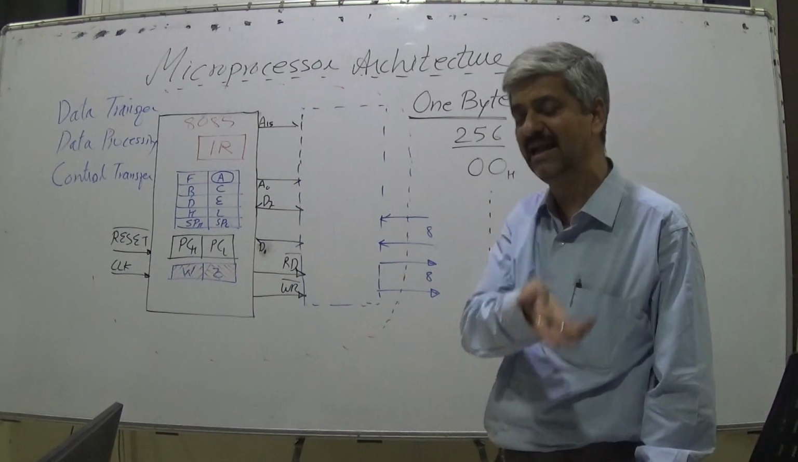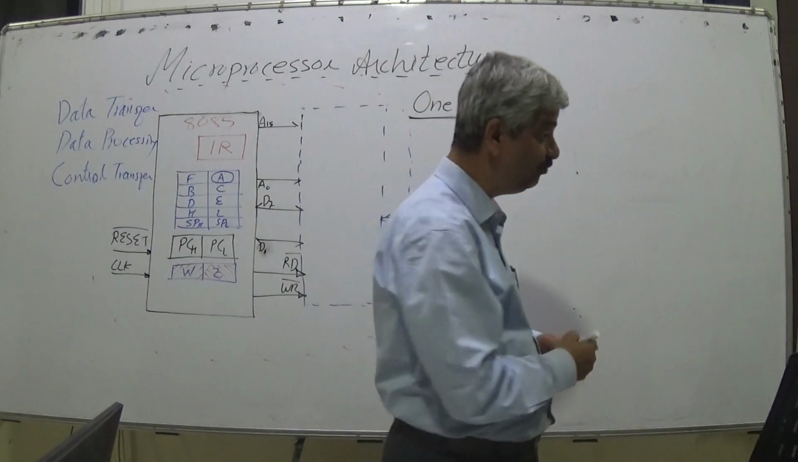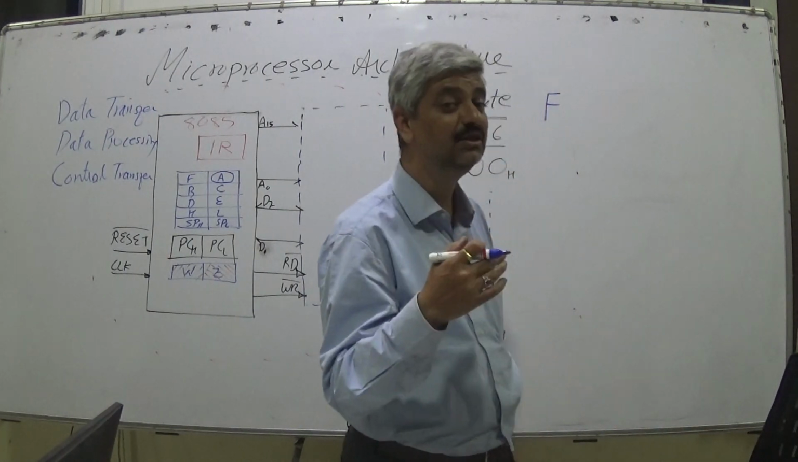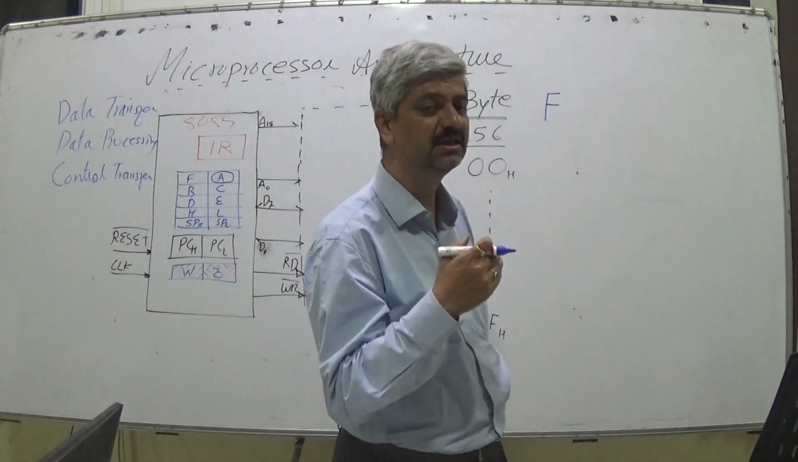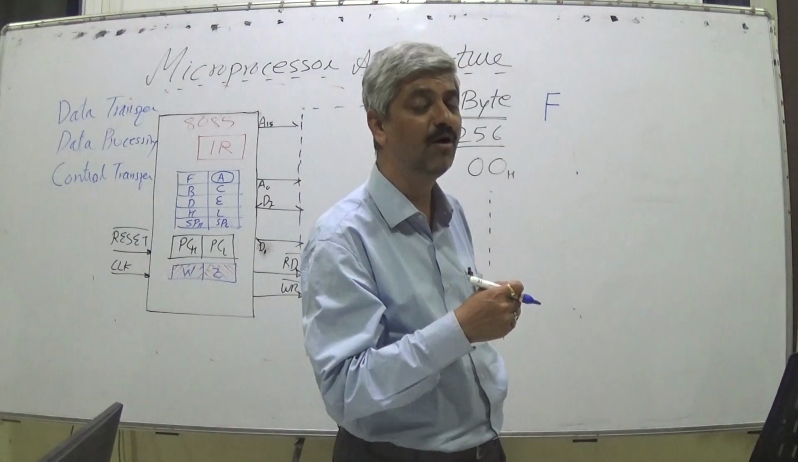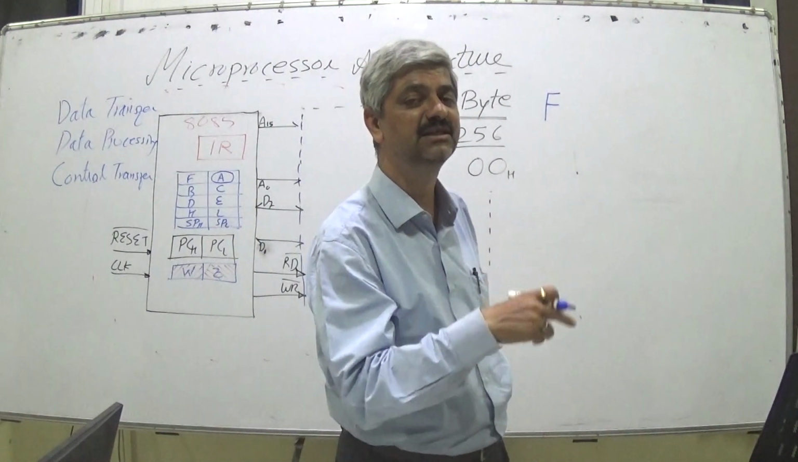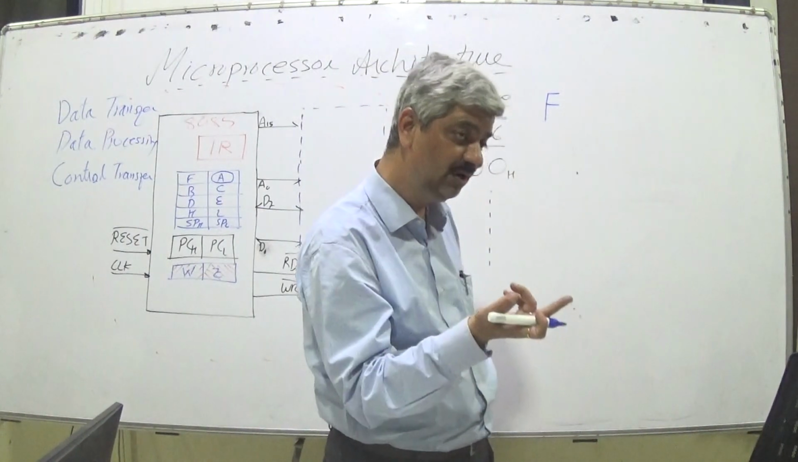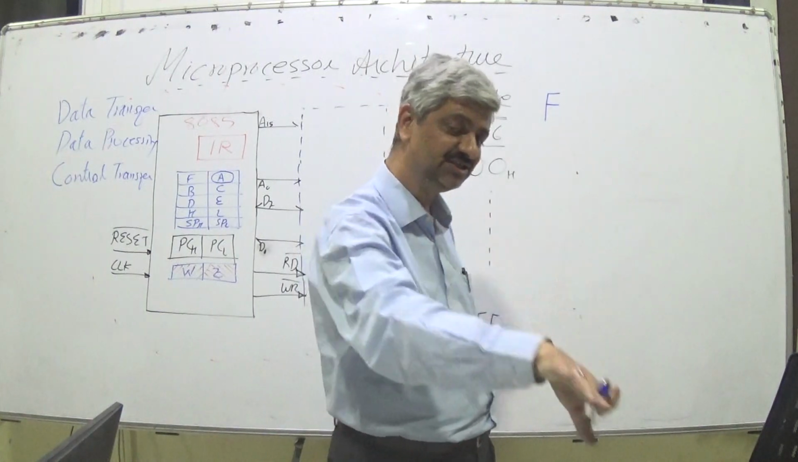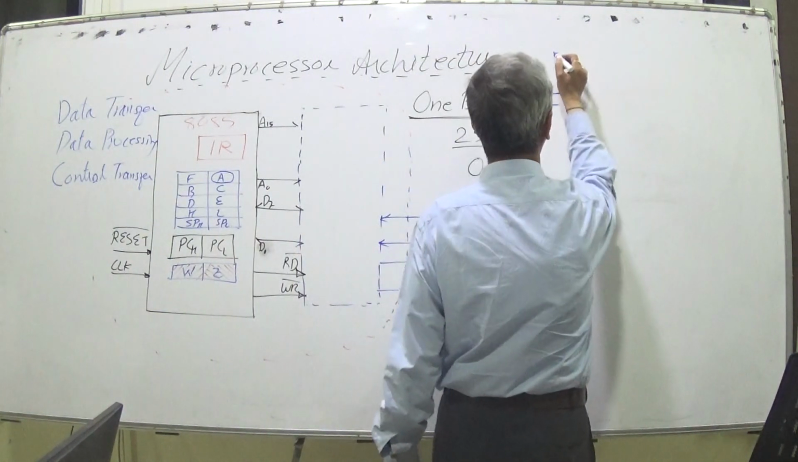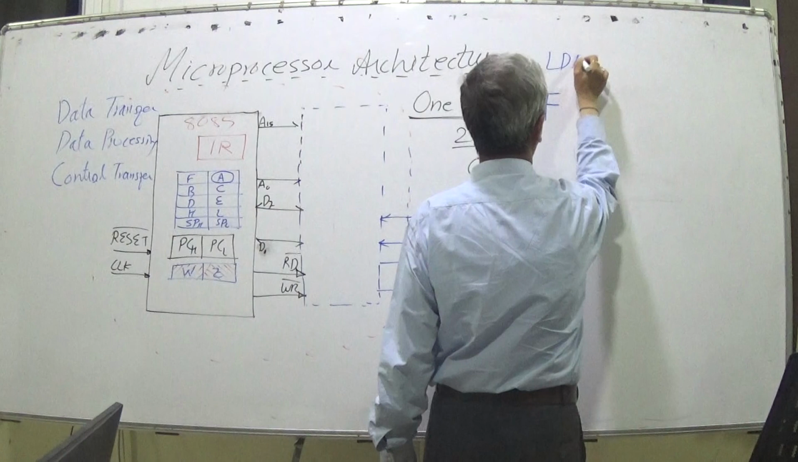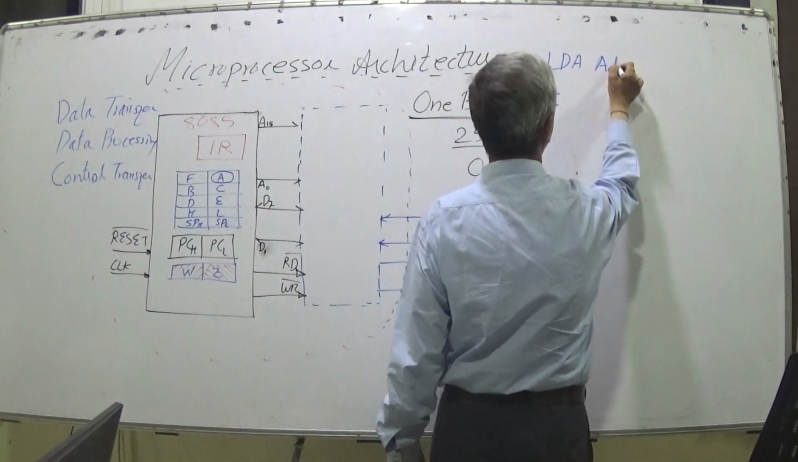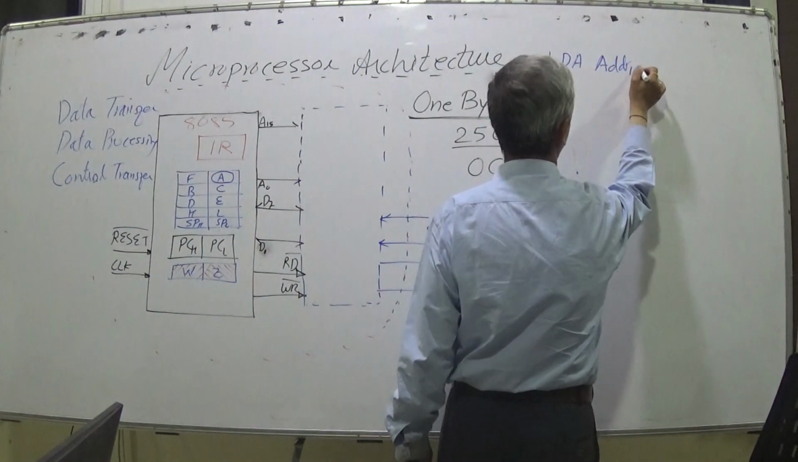Sometimes if the instruction is LDA, since the instruction is load accumulator, from where? From a 16-bit value which is part of the instruction. So it is a 3-byte instruction. LDA and address 16 is the mnemonics.